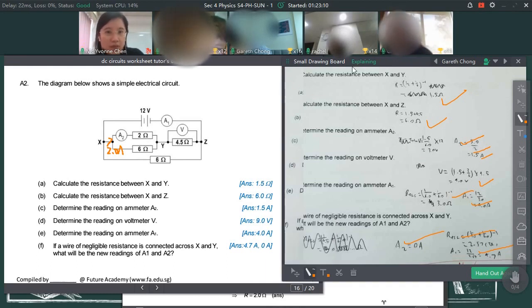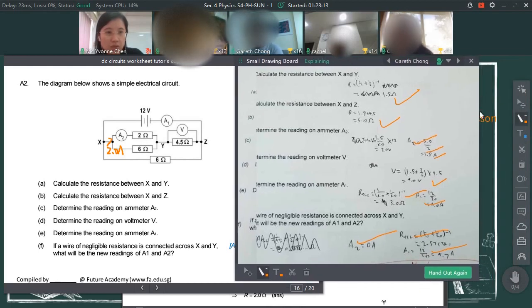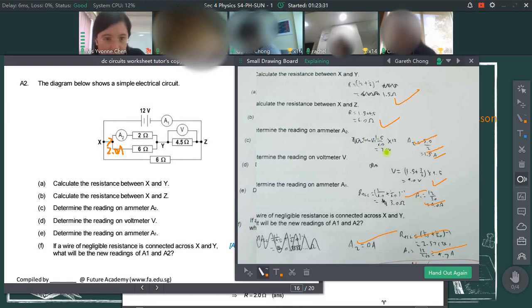So part A, part B. I think the problem starts from part C. Part C is a reading of A2. So first of all, he finds the voltage first. After that, he can find the current. So the voltage across the 2.0 and the 6.0 ohm resistor is 3.0 volts. Then 3.0 volts divided by 2 will be the current going through the individual branch, which is 2 ohm. So the final answer is 1.5 ampere.